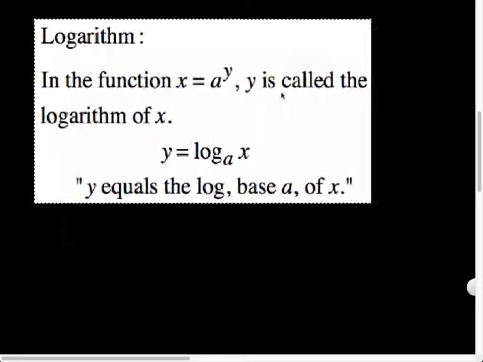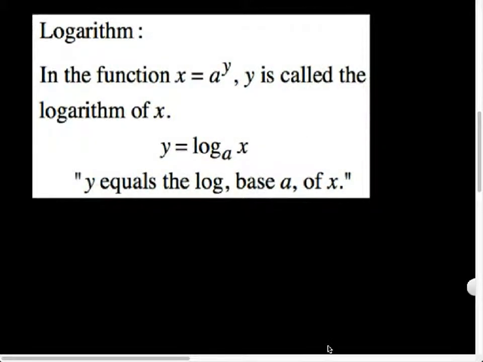So a logarithm, it says in the function x equals a to the y, y is called the logarithm of x. And this is how it would be written. The a is written with a little subscript, so it's not the same level or font size. It's like an exponent, but hanging out down low. And this is read out loud as y equals log base a of x. I don't usually say the word log, just plain old log base a of x. And so that's the idea there.